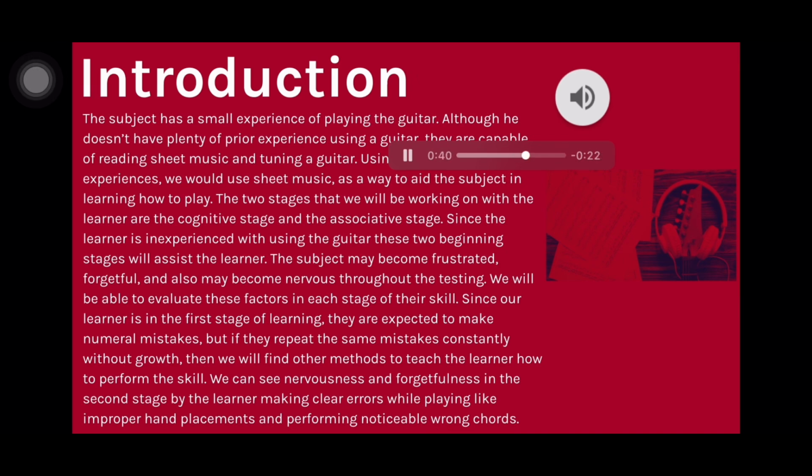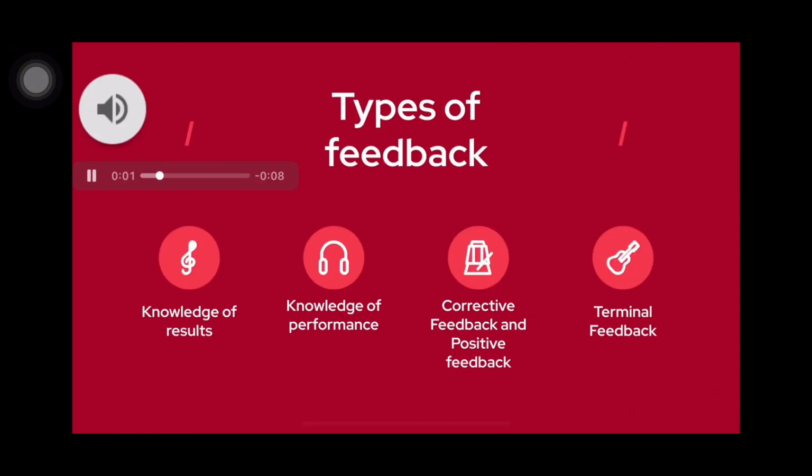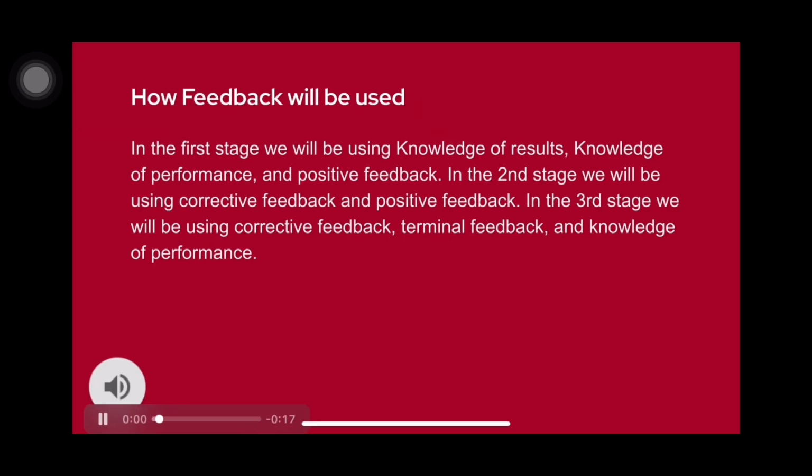Since our learner is in the first stage of learning, they are expected to make numerous mistakes, but if they repeat the same mistakes constantly without growth, then we'll find other methods to teach the learner how to perform the skill. We can see nervousness and forgetfulness in the second stage, with a learner making clear errors while playing chords that are improper with improper hand placement. There are 5 types of feedback: knowledge of results, knowledge of performance, corrective feedback, positive feedback, and terminal feedback. How feedback will be used.